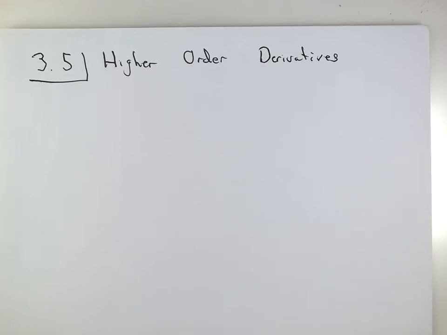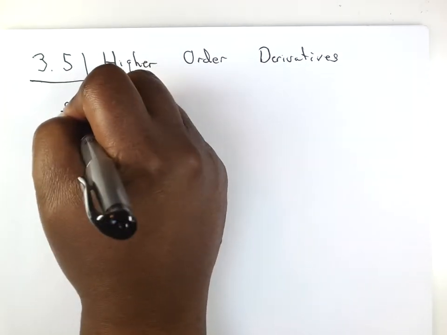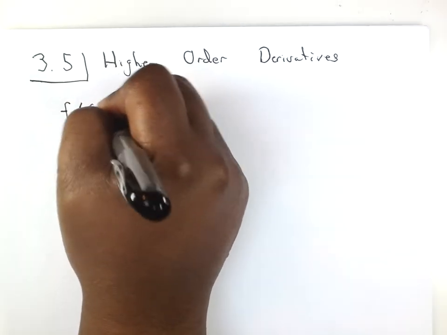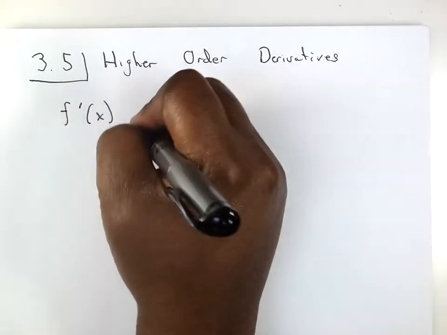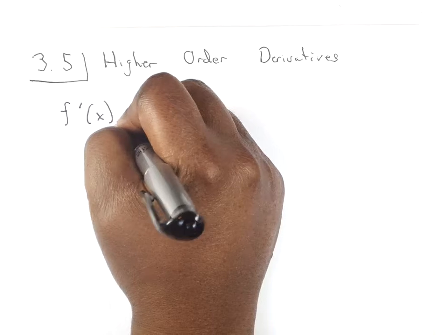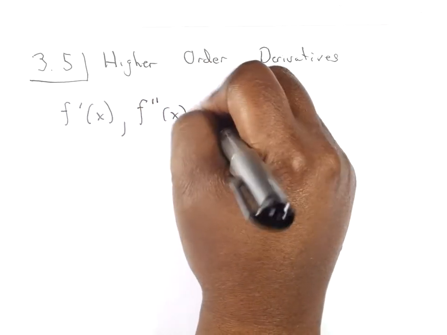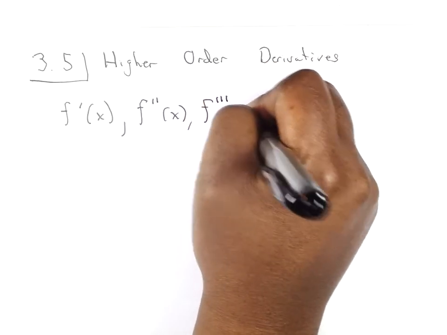Section 3.5, we're now going to look at higher order derivatives. For the things that we've done so far, we have just been taking the first derivative, but you can take the first, second, third, and it goes on forever. If the first derivative is f prime of x, we can write these out with a different notation. The second derivative would be f double prime of x. The third derivative would be f triple prime of x.